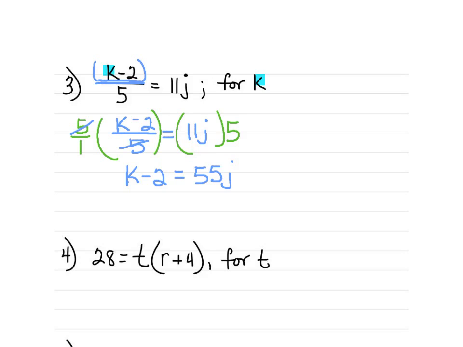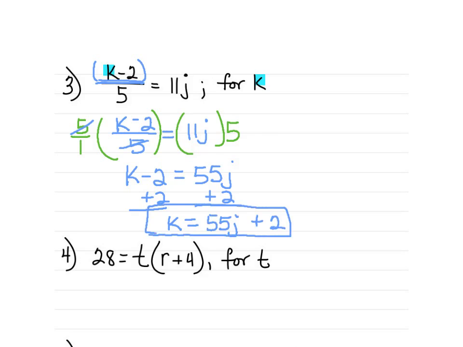All right? So 55j. Now remember, keep in mind I want to isolate k. What must I do? I must add 2. Whatever I do to one side, I do to the other. So k equals. And you have to ask yourself, can you combine 55j and 2? Are they like terms? And the answer is no, they're not. 55j is a variable term and 2 is a constant. So I have to bring it down as an expression. Okay, let's move along.